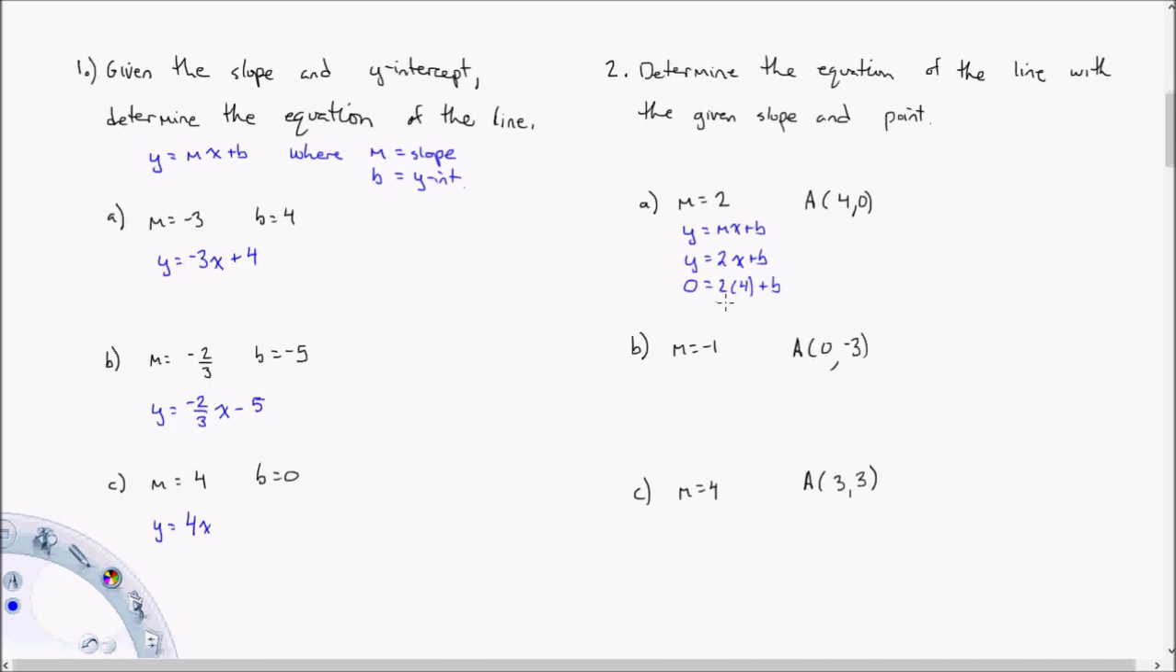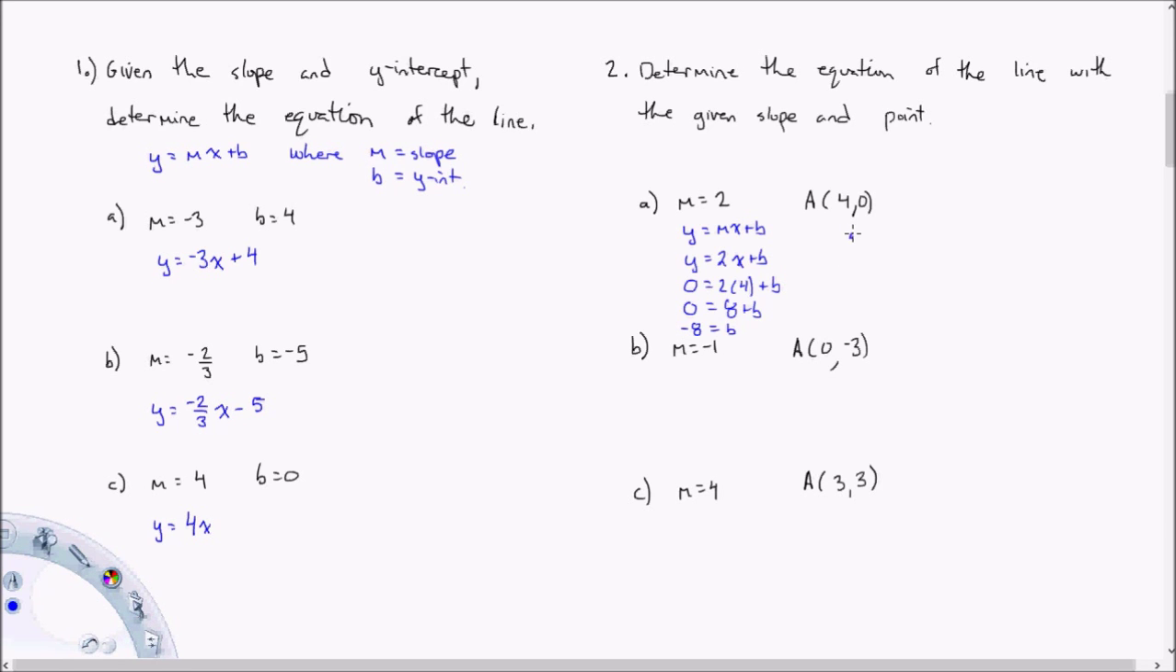So we can rearrange this equation and isolate for b to find out what b is. So this is 0 equals 2 times 4, which is 8, plus b. We want to subtract 8 on both sides of the equal sign. If we subtract 8 on this side, it gets canceled out with this 8, and we're left with b. And if we subtract 8 on this side, we'd have 0 minus 8, which is negative 8. So therefore, b is equal to negative 8.